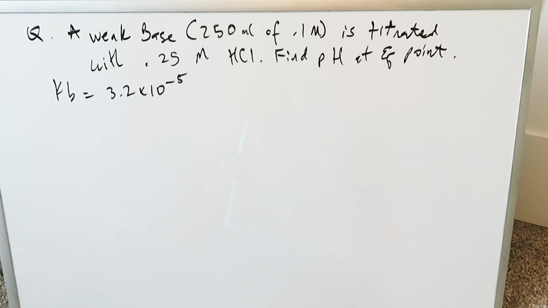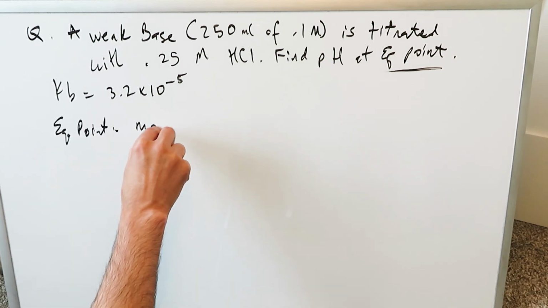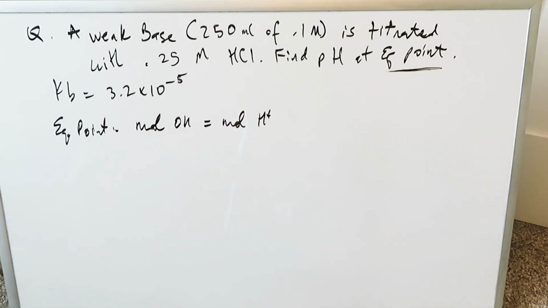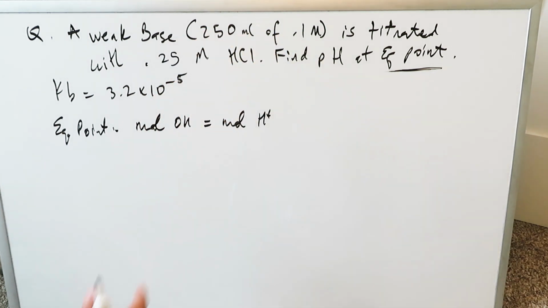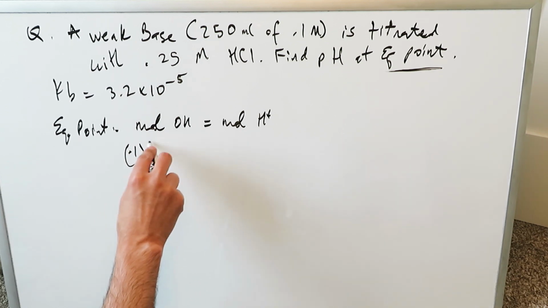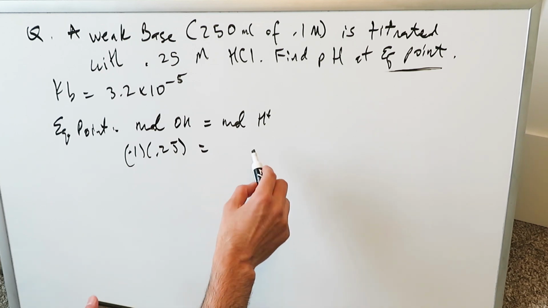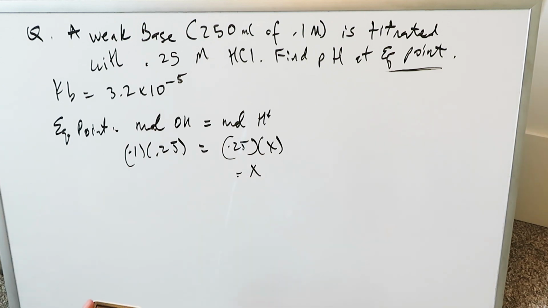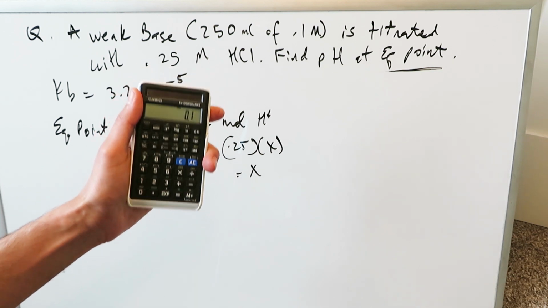What's the manner by which we will solve this? Your clue is right here. At equivalence point, your moles base will equal your moles acid. We don't know what the moles acid is, but we can easily determine it from the moles base. We have 250 milliliters of 0.1 molar, and the milliliters always have to be converted into liters. We have 0.1 molar times 0.25 liters, which should equal your acid terms, 0.25 molar times x liters. What is x? You're going to do 0.1 times 0.25 divided by 0.25, and we're getting 0.1.